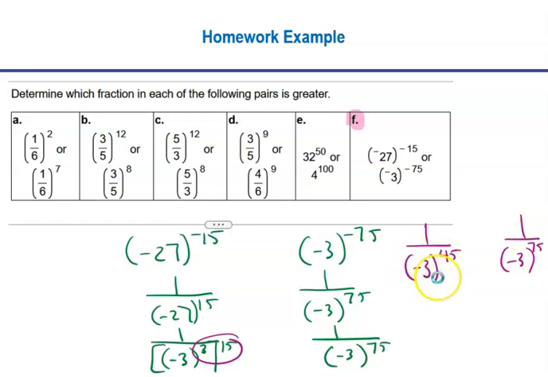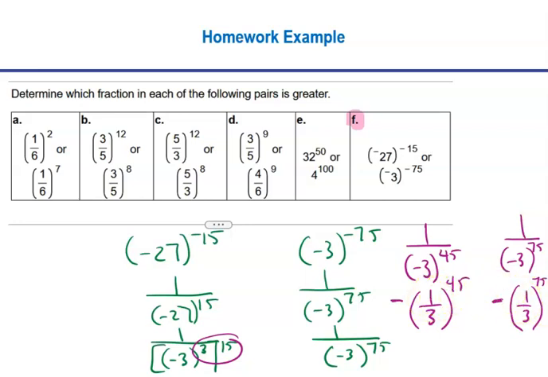I'm still thinking about this, okay? The negative is bugging me just a little bit. Now, when you have a negative raised to an odd exponent, the negative just comes out, okay? So I could put the negative out front, and I could write this as 1 over 3 to the 45th power. On the other side, that negative also comes out front, and I could write this as 1 over 3 to the 75th power. How can I do that? Because when you raise 1 to the 45th or 1 to the 75th, it still just gives you 1.